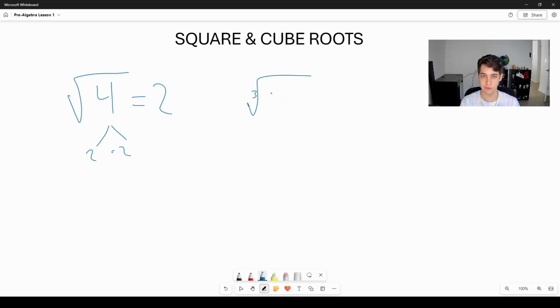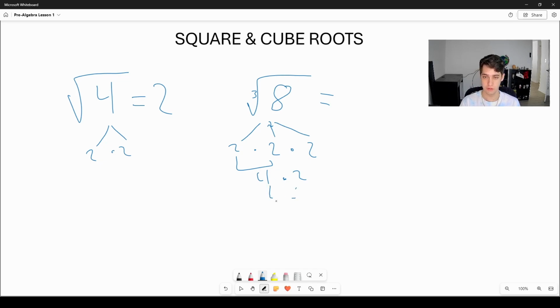A cube root is the same idea, but one step further. Instead of looking for 2 of the number, we're looking for 3 of the same number multiplying to a value. So to continue the example from earlier, the cube root of 8: what number, if we combine 3 of them in multiplication, gets us 8? It's 2, by the way. 2 times 2 times 2 is 8. And how can we double check that? Well, we know 2 times 2 is 4, and then 4 times 2 gets us 8. So therefore, the cube root of 8 is 2.